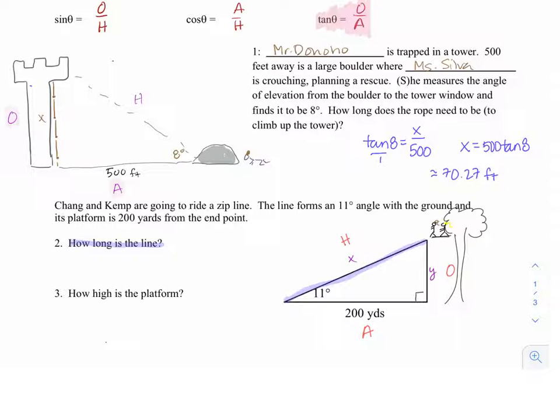What do you have? What do you need? We have 200, which is A, and we need x, which is H. So A and H are cosine. So cosine theta, which is 11, equals adjacent 200 over hypotenuse x. And down in the denominator is a division problem. I am not going to cross multiply this the whole way out. So we're going to say that x is equal to 200 divided by cosine 11.